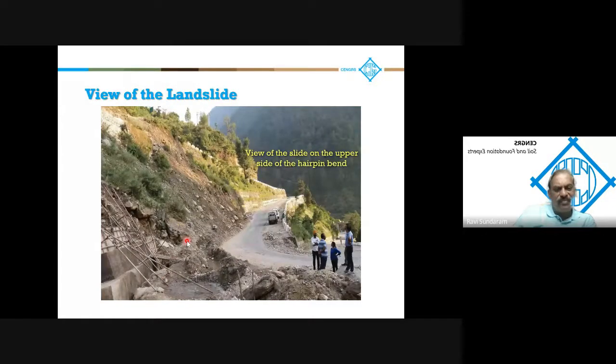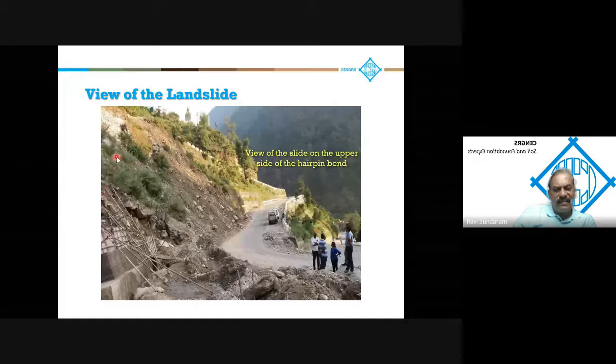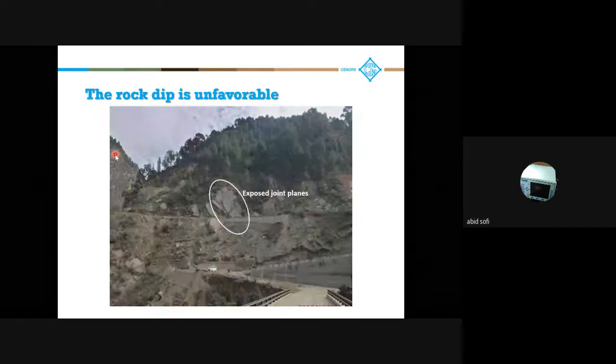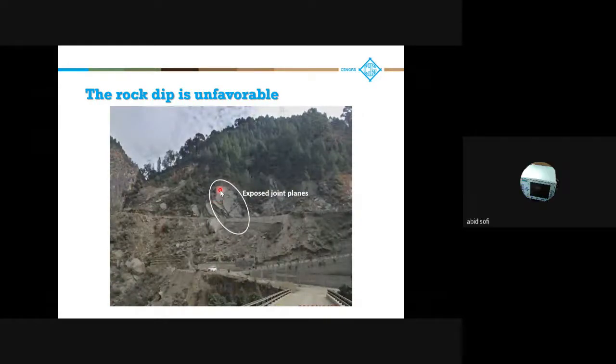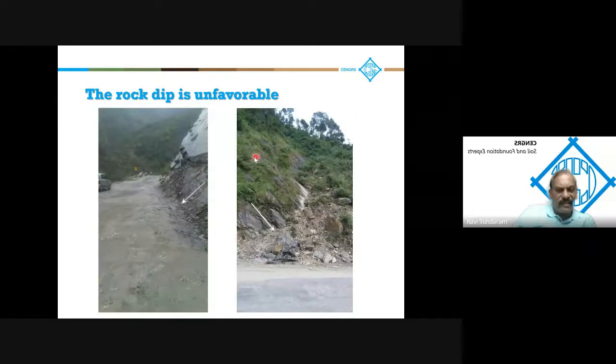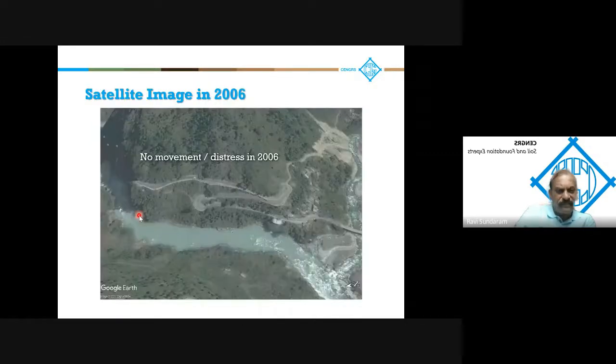So that's a view of the landslide. You can see the slide on the upper portion of the hairpin bend. The joint planes are exposed here, which shows that the rock dip is unfavorable. So you can see here that the dips are all unfavorable, sliding downwards.